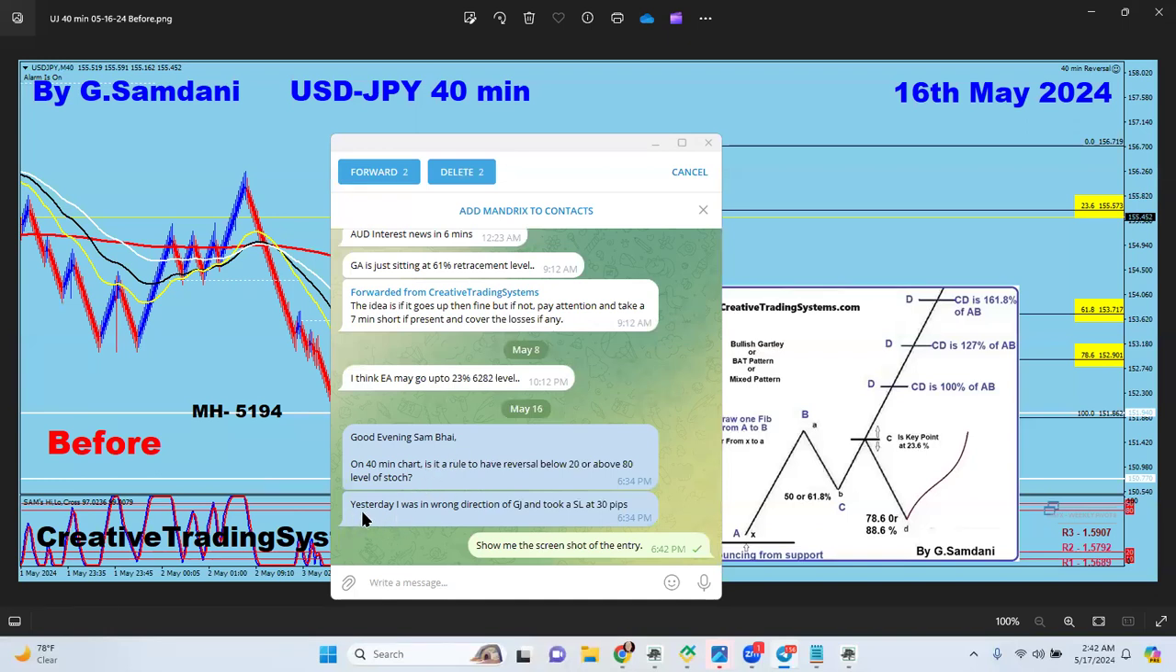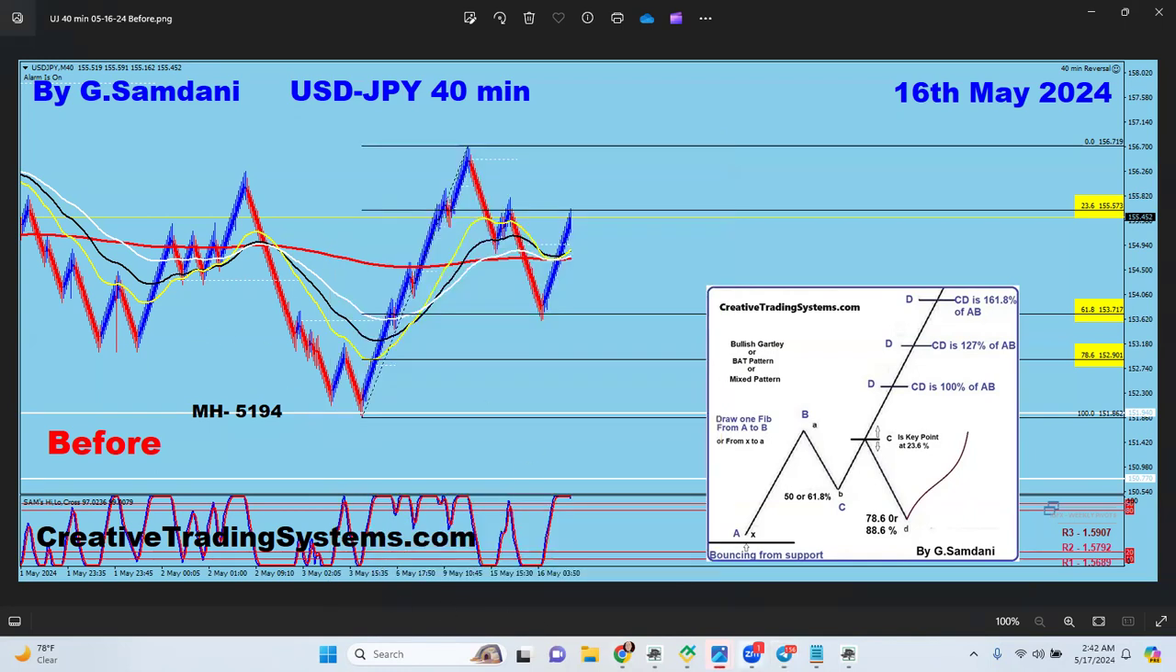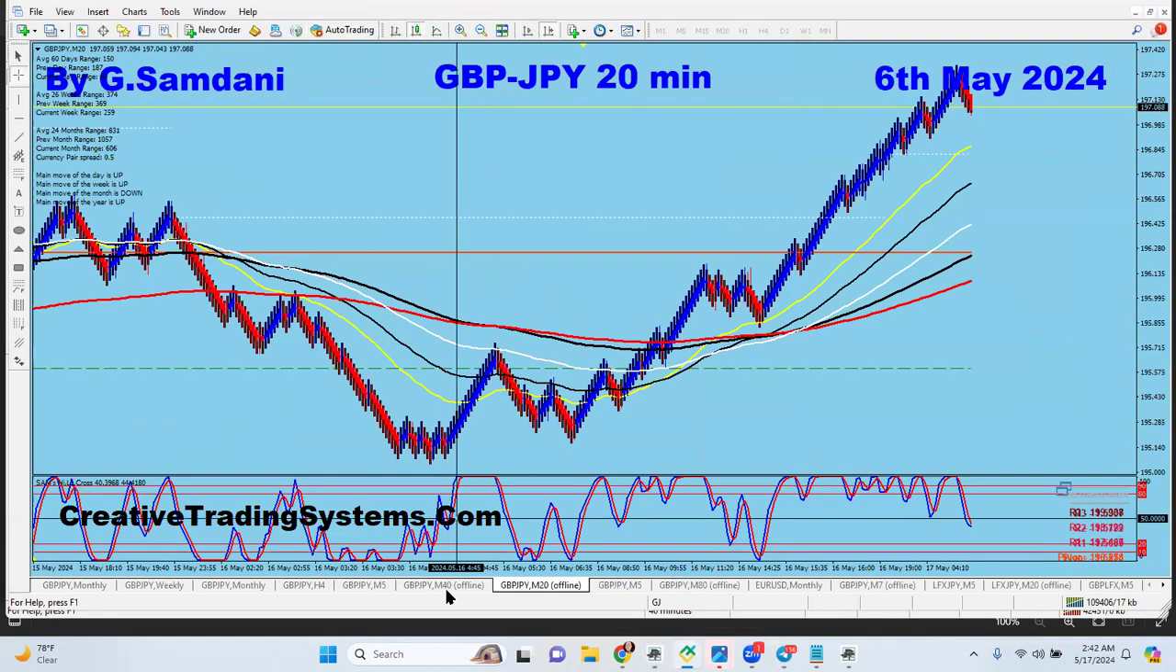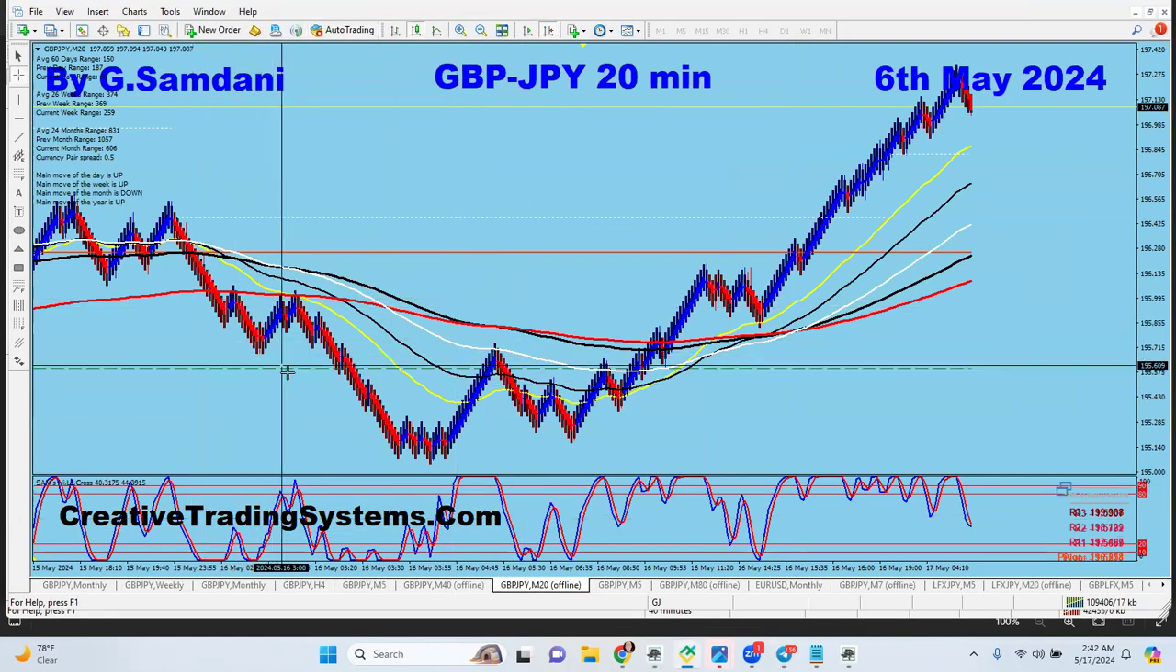But you said that yesterday you were in the wrong direction on GJ and took an SL at 30 pip, right? So I asked you to show me the screenshot of the entry, but you never did. You probably got busy or maybe you haven't looked at my message, right? I believe you're talking about this, yesterday, this is what it is.